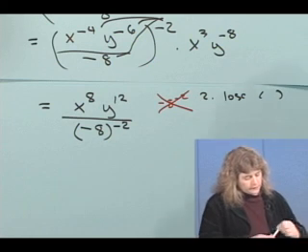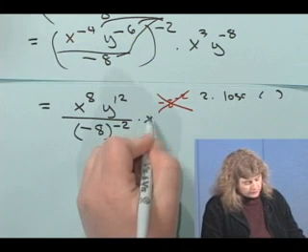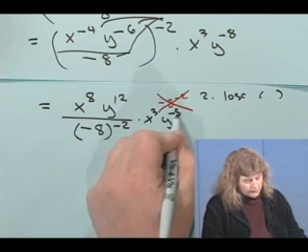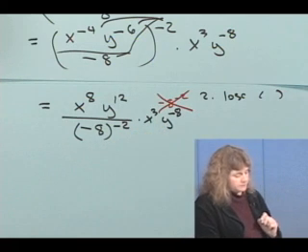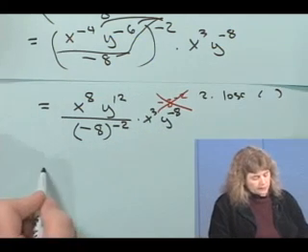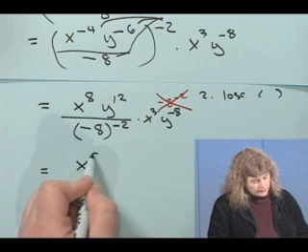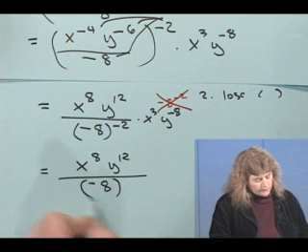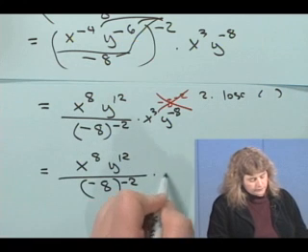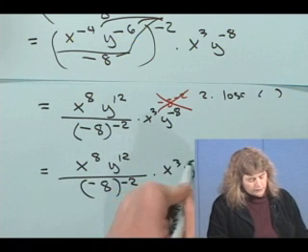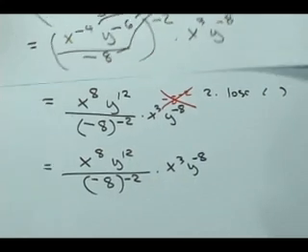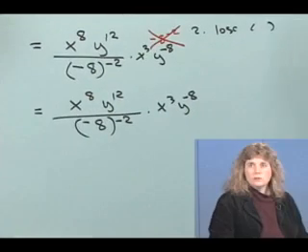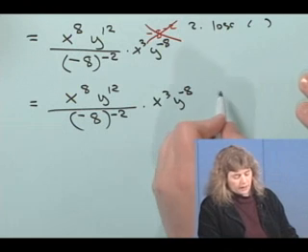Let's see. And I almost dropped times x cubed y to the negative 8. Squeeze that in below the red marks. Okay. Let me rewrite that because it's a little messy. X to the 8, y to the 12, divided by negative 8 to the negative 2 times x cubed y to the negative 8. Now we are ready to combine things on the outside.